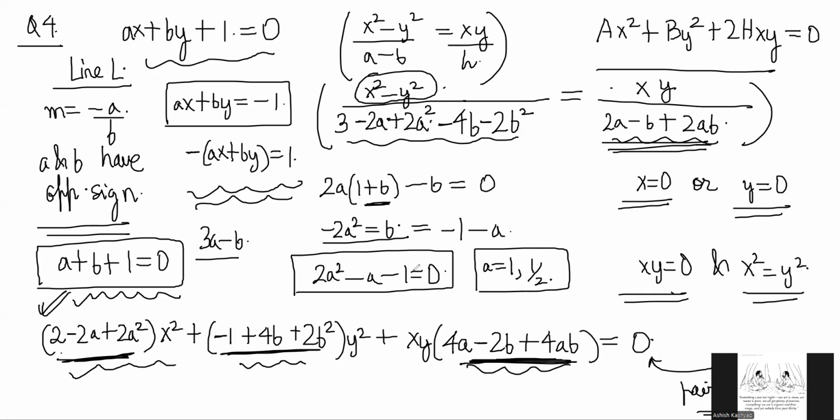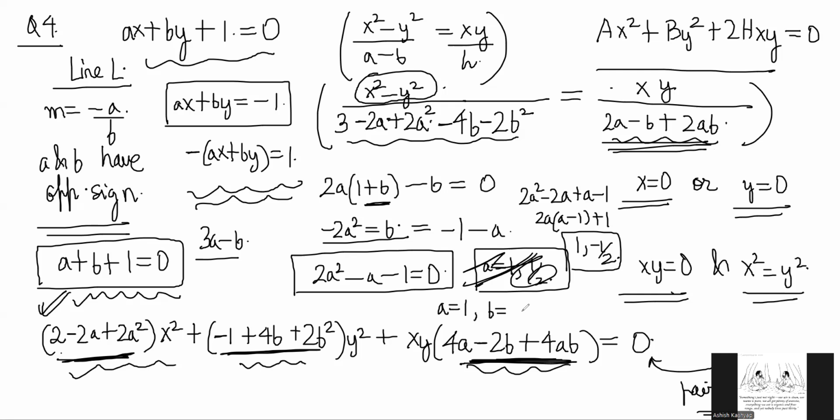One second. 2a common, a minus 1, minus 1 common, a. Okay, just check it once. 2a square minus 2a plus a minus 1. 2a, a minus 1 plus 1. Okay, 1 and minus half. 1 and minus half are coming. If I put minus half, then b, okay, if a is 1, b is minus 2, I'm getting. A is 1, b is minus 2.